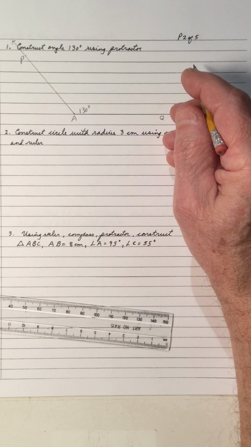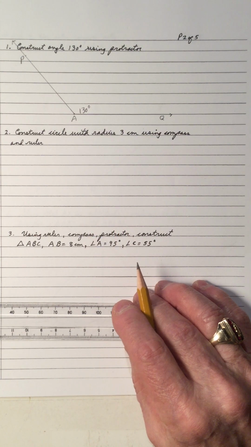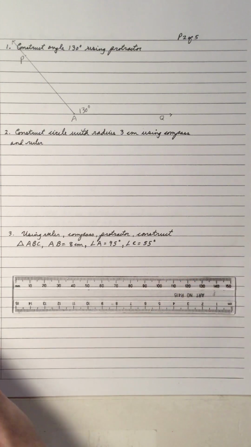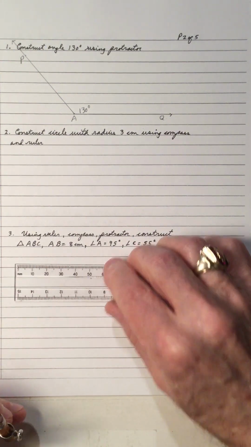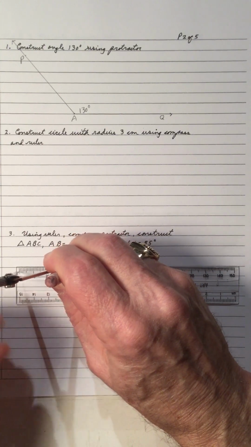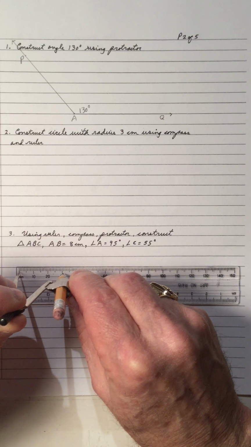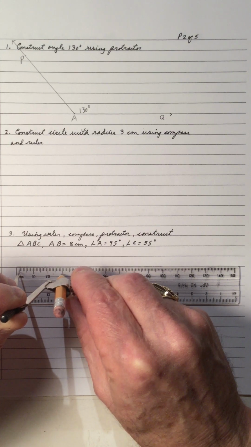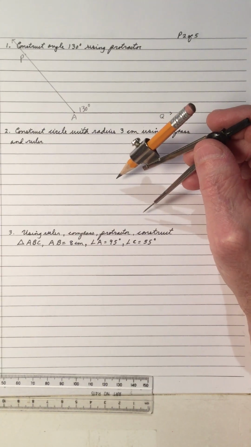Number two, construct a circle with a radius of 3 using a compass and a ruler. So we have a ruler here. Let's pick up our compass, and we want to construct a circle with a radius of 3. Take our compass, place it at 0, and open it up with a radius of 3 centimeters. So there's 3 centimeters right there.